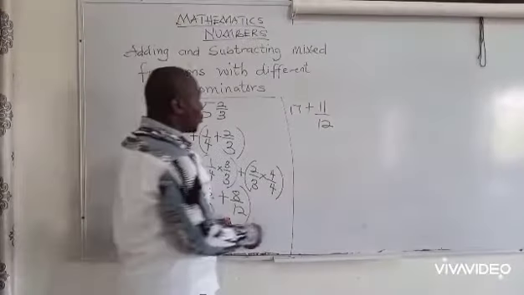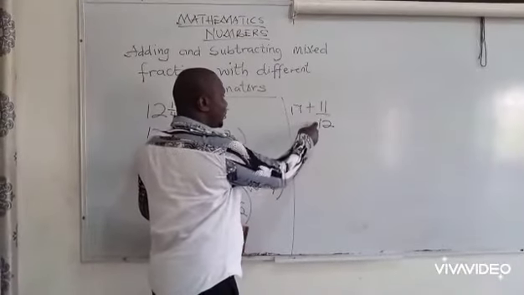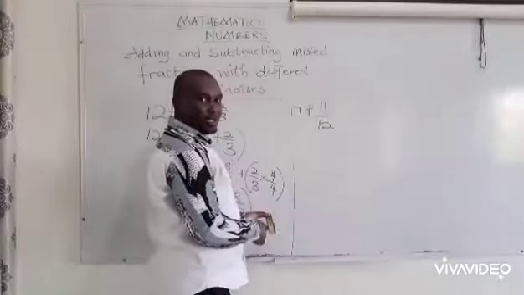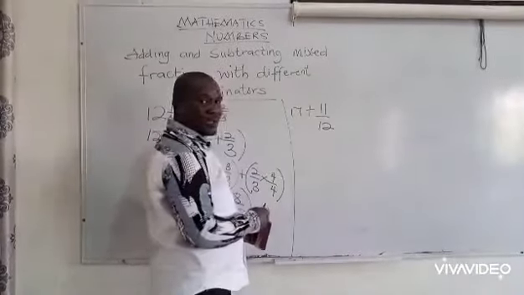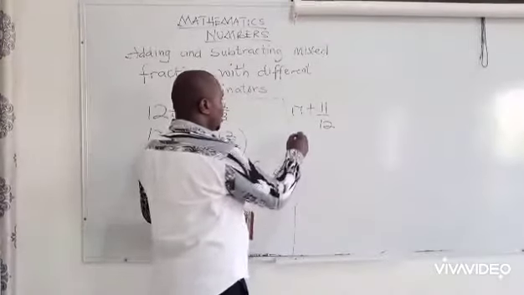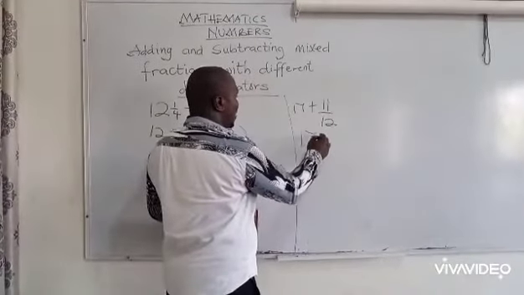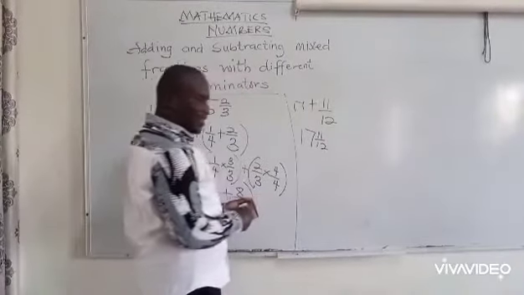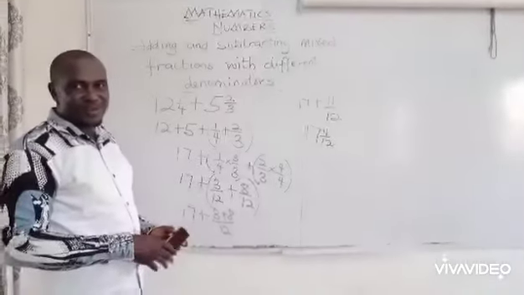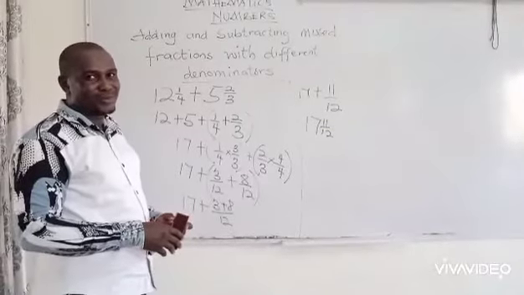Now, we cannot reduce this fraction. So, we add the whole number to the fraction. So we have 17 whole number, 11 out of 12. Isn't it simple? Very simple.